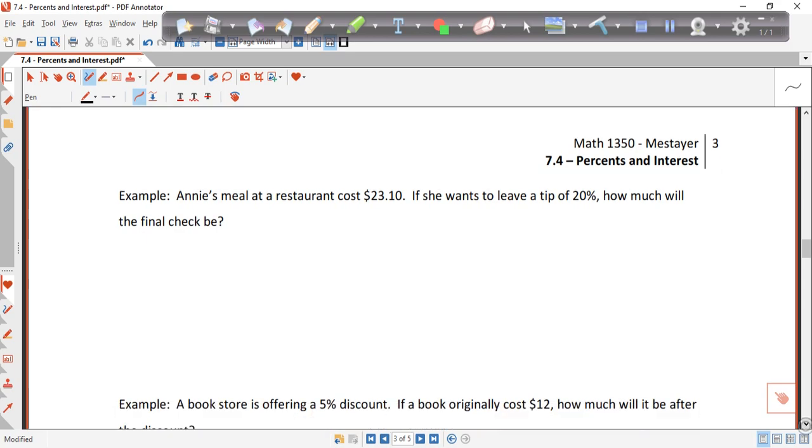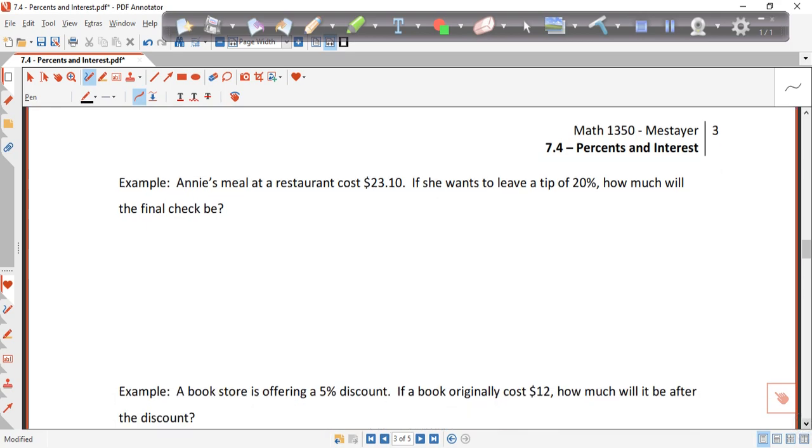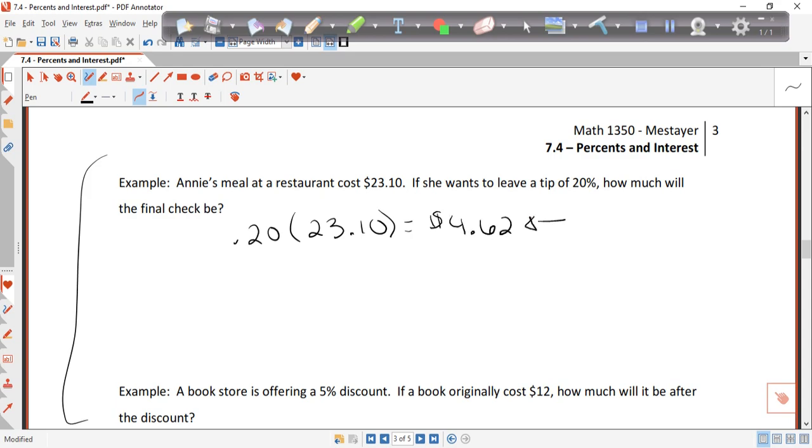Okay, the next 2 examples are very similar to each other. Annie's meal at a restaurant costs $23.10. If she wants to leave a 20% tip, how much will the final check be? So what we could do is take total cost times the percentage, so it'll be 0.20 times $23.10, and we get $4.62. Now remember, this is the tip.